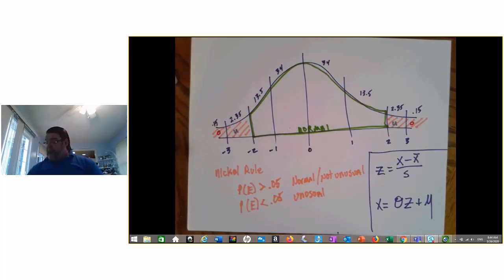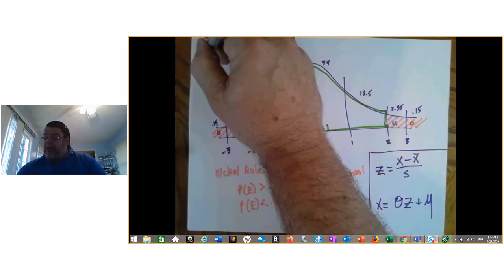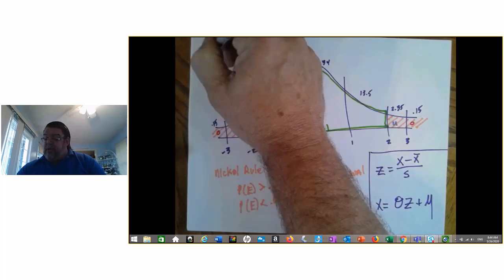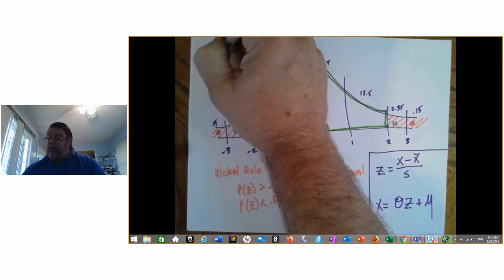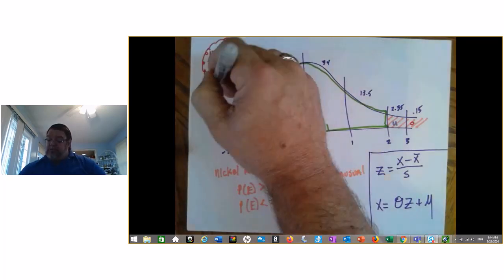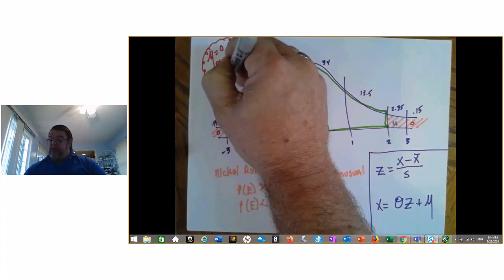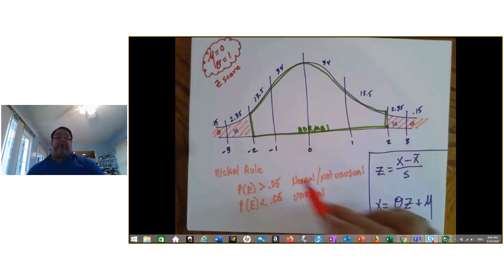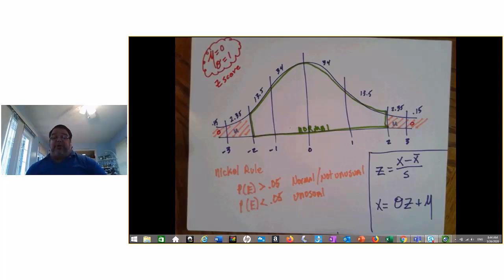All right. Now there's 2 types of problems for the normal. I'm going to write this in red. The first type of problem will be a problem that gives you a mean of 0 and a standard deviation of 1. That's what I call the z-score problems. Because you already got the z-scores on the bottom, you don't have to do anything. You don't have to do anything with a newer calculator either.